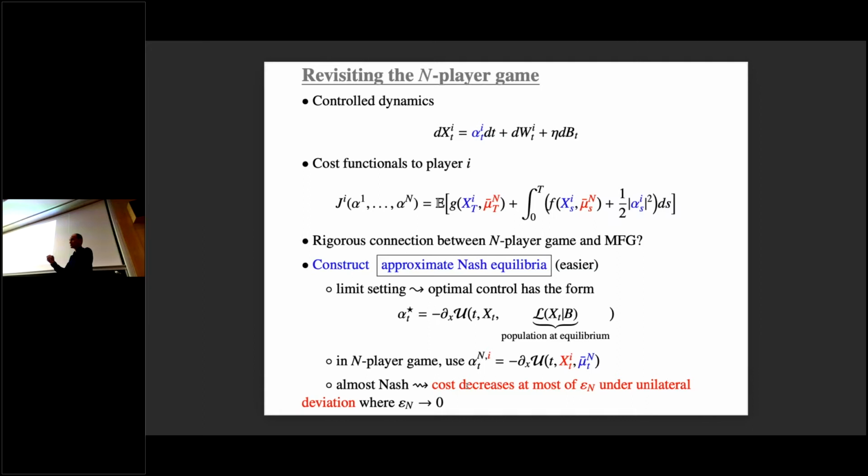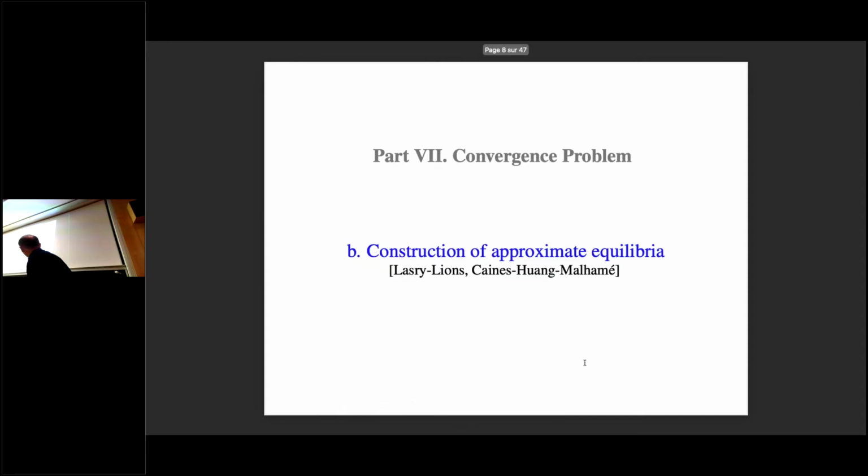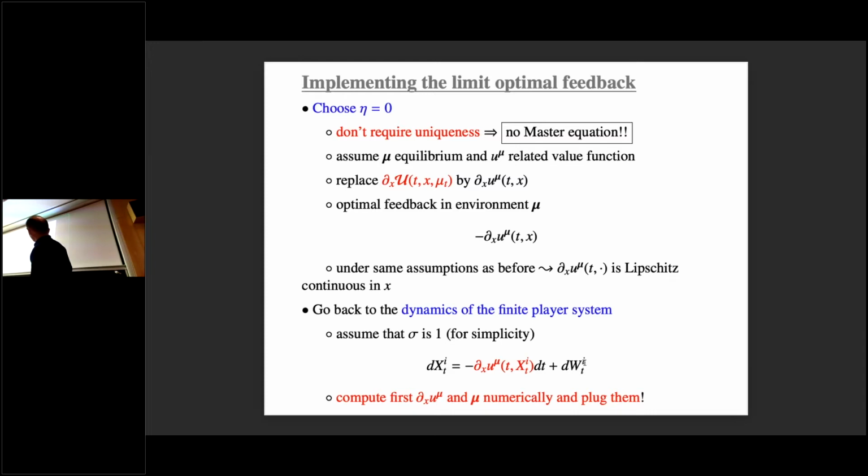If you see the shape of the strategy that you are playing in the end, forget for now this mu bar. Maybe this was a bad choice of notation. I'm sorry, let me jump to this side. This will be easier for you. So exactly, choose eta equal to zero. This will clarify exactly what I was saying.